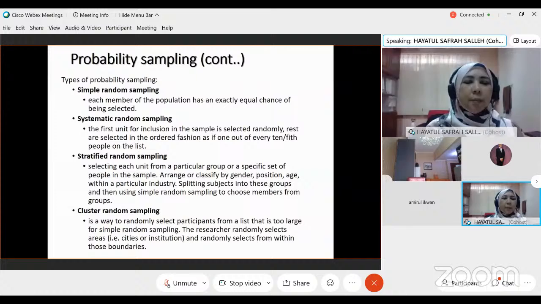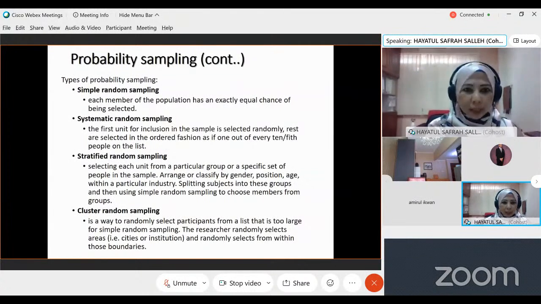Number 2 is systematic random sampling. In systematic random sampling, which is also probability sampling, how are you going to select a sample? By using systematic random sampling.